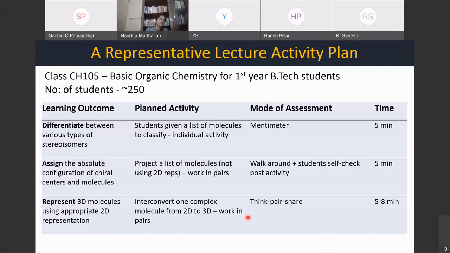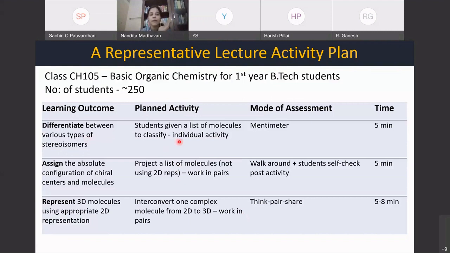So this is just a representative lecture activity plan for a course which I take for first year BTech students. The number of students is usually 250 plus in the class. And in the online semester, we had 300, but I will talk about that later. So this is for one lecture.